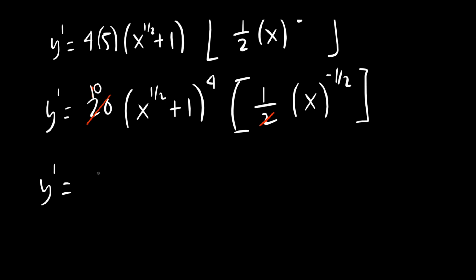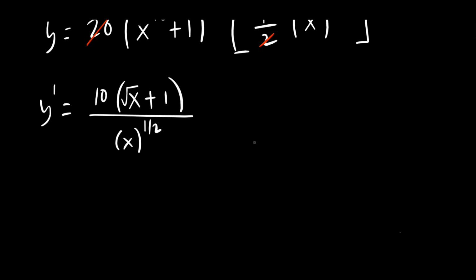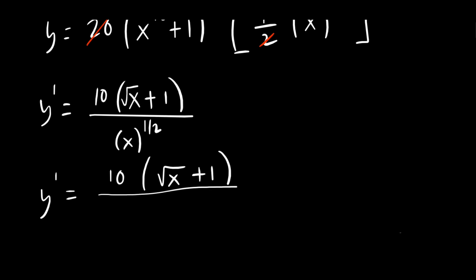So we have 10 multiplied by (square root of x plus 1), and we have the negative exponent, so we put that in the denominator: x raised to the power of 1/2. To finalize this answer, it is 10 multiplied by the square root of x plus 1, all over the square root of x. So this is now the final answer.